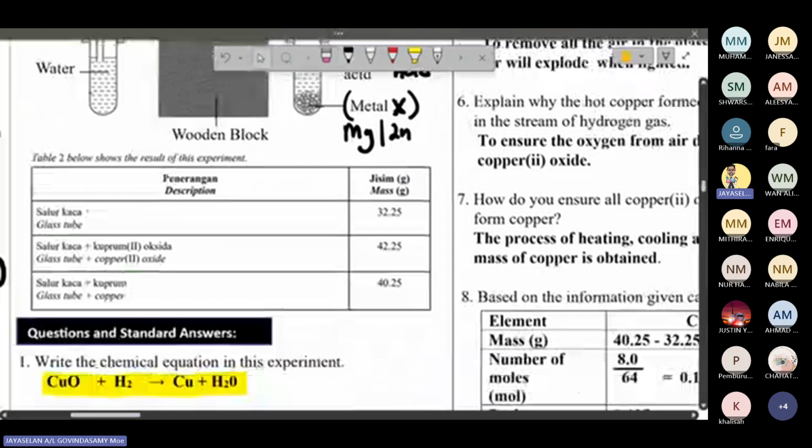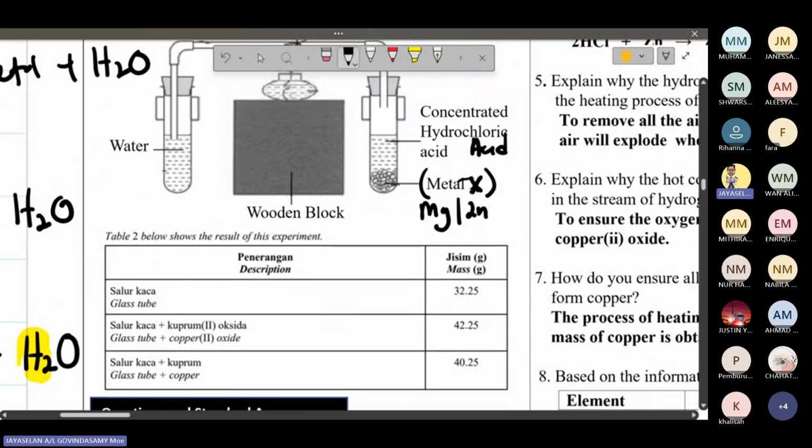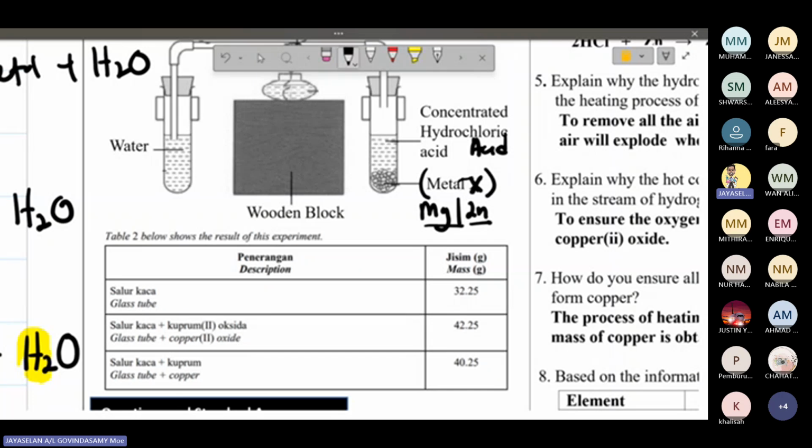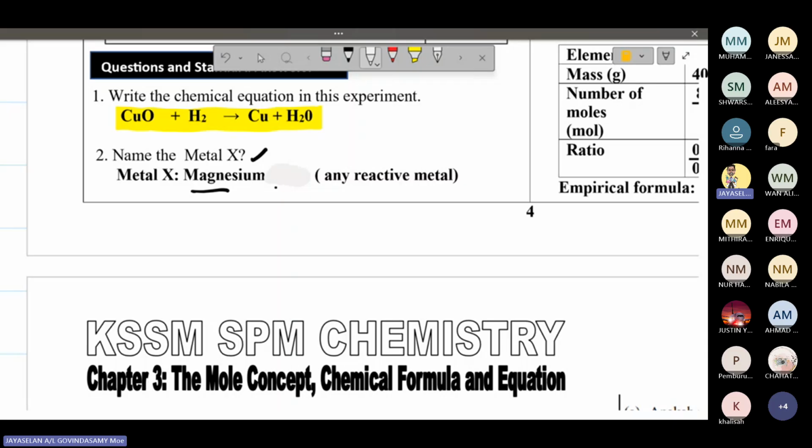So kamu tengok di sini, what is metal X? Dia tanya. Where is the metal X? So kamu boleh ambil zinc and magnesium. You can take zinc, magnesium, aluminium. But aluminium is expensive. You all take zinc and magnesium only. Okay, so satu markah sudah dapat. Any reactive metal, so bagi satu jawapan sahaja. Any question? No question.